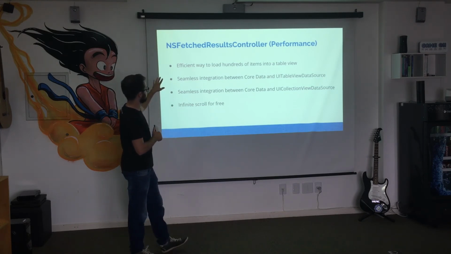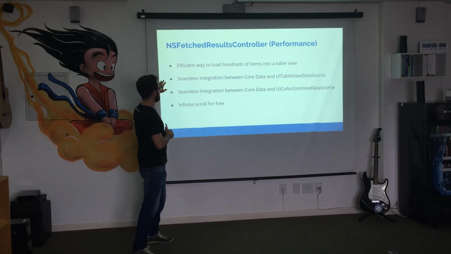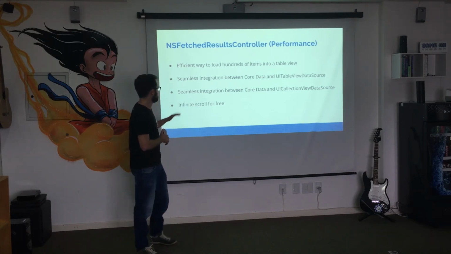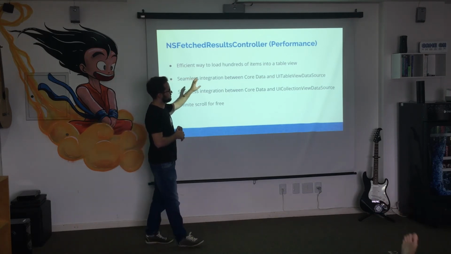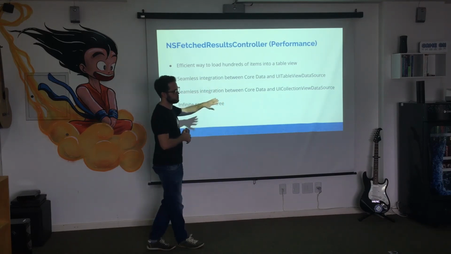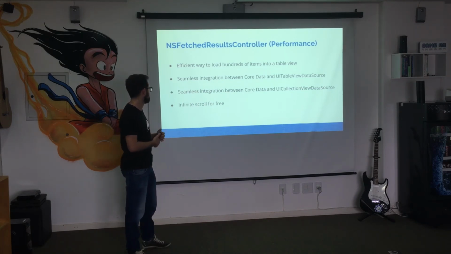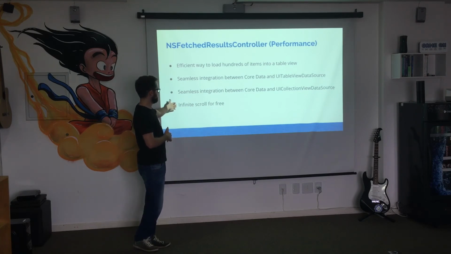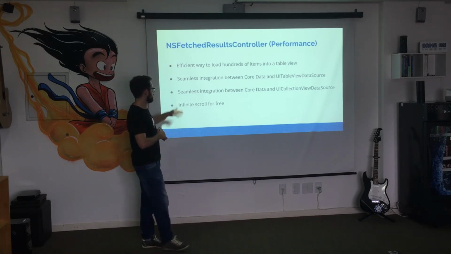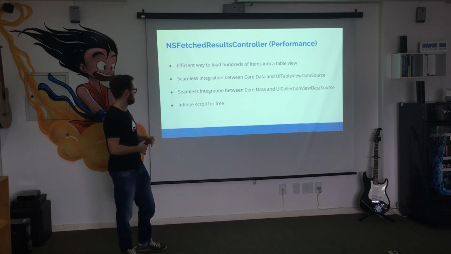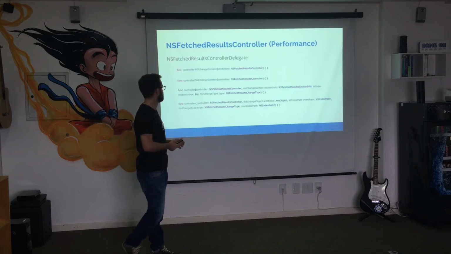By using NSFetchedResultsController, it's an efficient way to load hundreds or thousands of items into a table view. It has a seamless integration between Core Data and the table view data source or collection view data source. I'm going to show you code later, just to show how well they integrate. And one of the other issues I had to solve, which comes for free, was infinite scroll. You don't need to pull to refresh or anything like that. It's free in the solution.